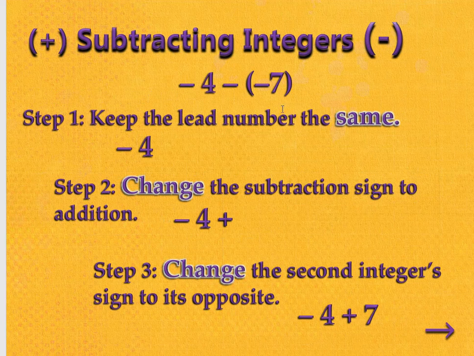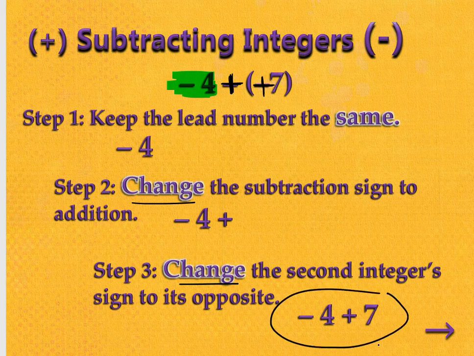So we keep the lead number the same. So right here, this is our lead number, the negative 4, right? That's our lead number. We're going to keep that the same. We are going to change the subtraction sign to addition, okay? So instead of this being a subtraction sign, we're going to change this to an addition sign. Okay, so that's the change. And then we're going to change again. We're going to change the second integer sign to its opposite. So instead of this being a negative 7, we are going to make it a positive 7. That leaves us with a negative 4 and a positive 7.